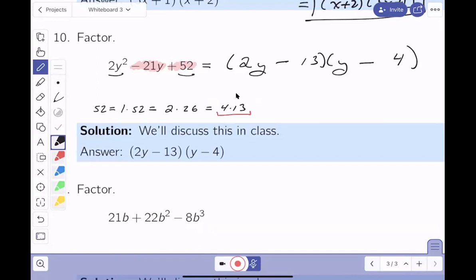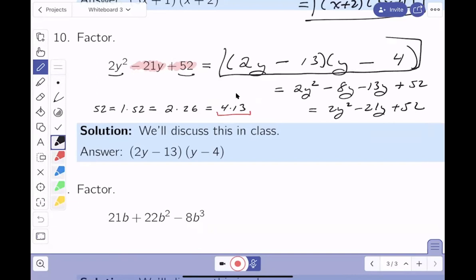Let's take a look at this. What do you get? 2y squared minus 8y minus 13y plus, well, again, 13 times 4 is 52. That's not so bad. What does that give me? 2y squared minus 21y plus 52. Is that what we wanted? It sure is. This is the correct answer. And it's the only answer.